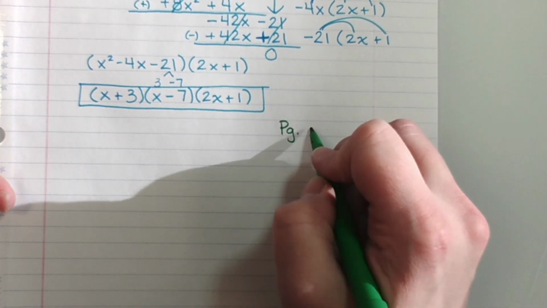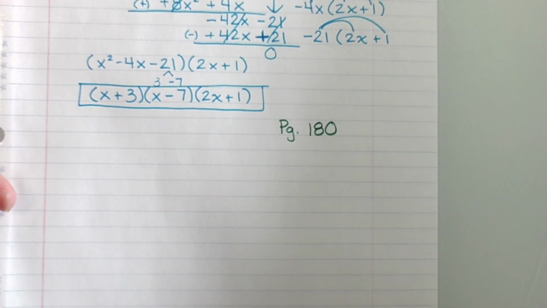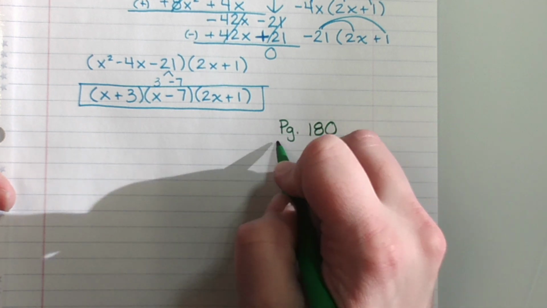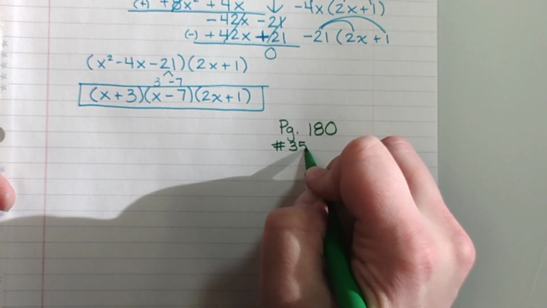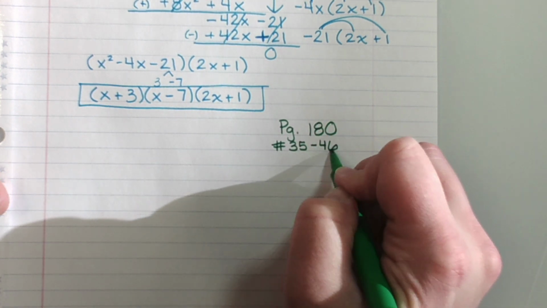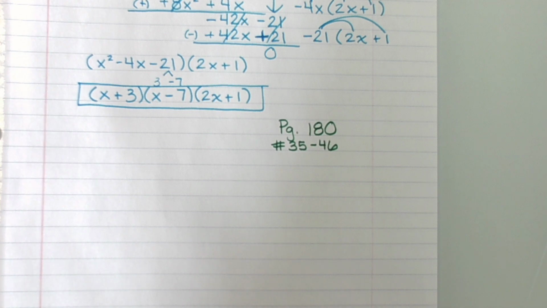Yeah, we're back to the book. We're on page 180. It's numbers 35 through 46. We do have a quiz today as well. I'll give that to you at the end of class. It is 4 problems that say factor completely.